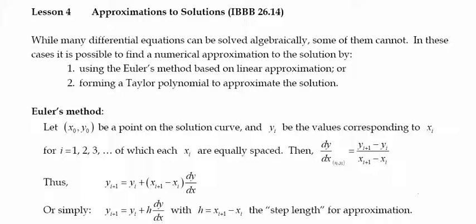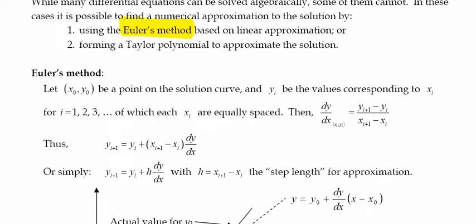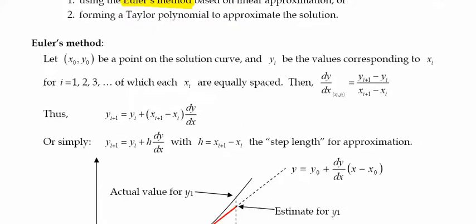And we are going to use something called Euler's method. Euler's method uses linear approximation to do it. Euler's approximation uses a linear approximation to find a good solution to it. So here, let's take a look at the concept.